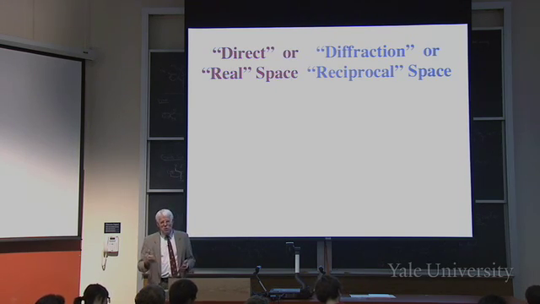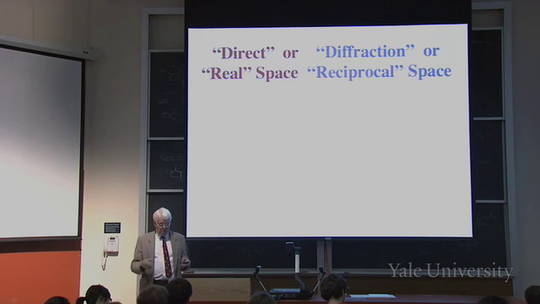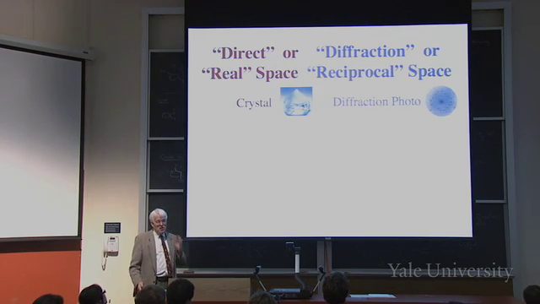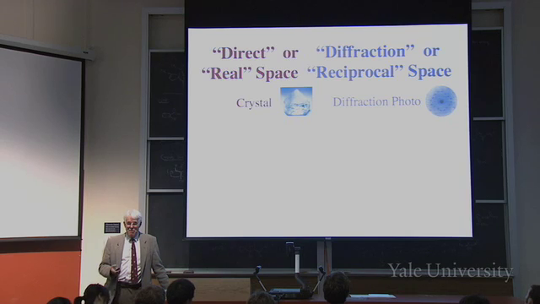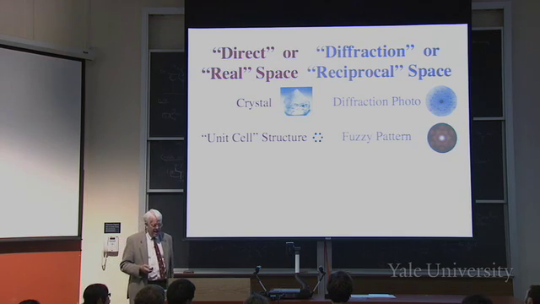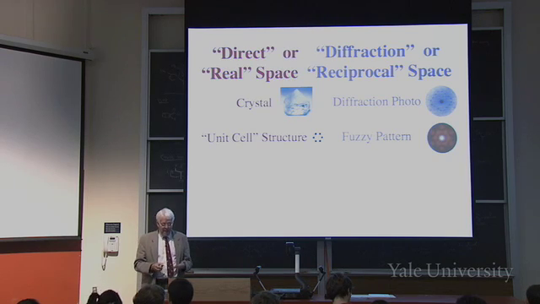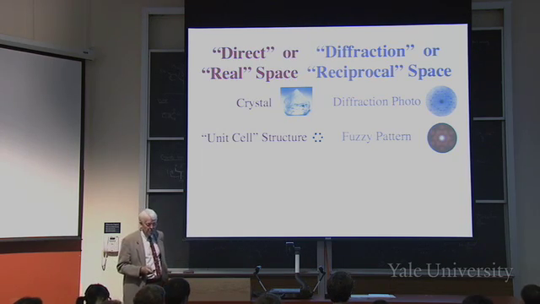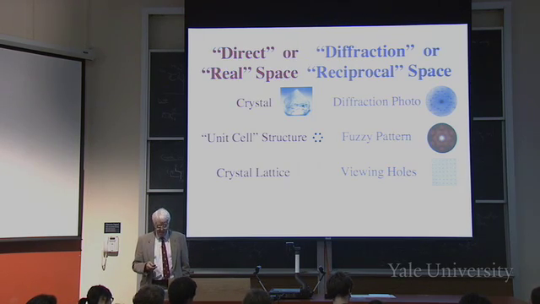Now, there are two spaces that get talked about: direct space or real space, and diffraction space or reciprocal space. The crystal is the real thing that you're interested in, and the diffraction photo is in diffraction space. You see these dots that Lowy saw, for example, for copper sulfate. So in real space, you have a unit cell structure, which is the pattern that then gets repeated to make the crystal. That pattern gives rise to this fuzzy pattern like a snowflake in reciprocal space. And then you have a crystal lattice, a regular repetition of these patterns, and that's like viewing through the holes in the pegboard.